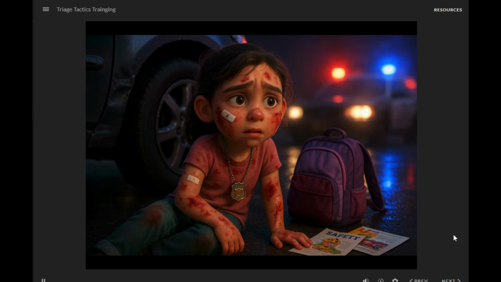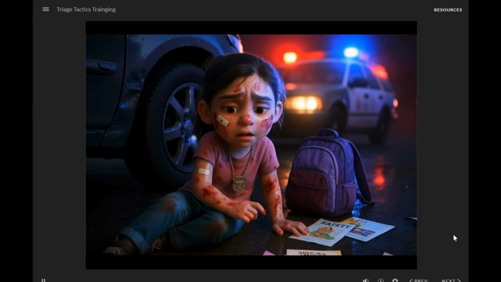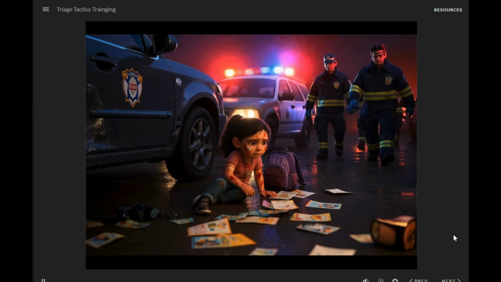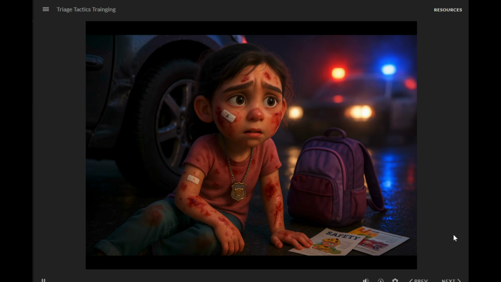Today was supposed to be different. Today was her school field trip. The excitement of the morning turned to chaos in seconds when the collision happened on Highway 64. Now, Sarah sits on the wet pavement, frightened and injured, surrounded by strangers in uniform. She keeps asking for her dad. She doesn't understand why he isn't here yet.